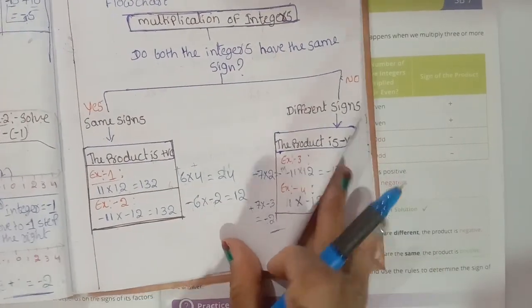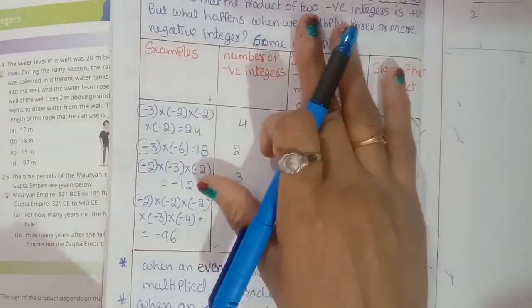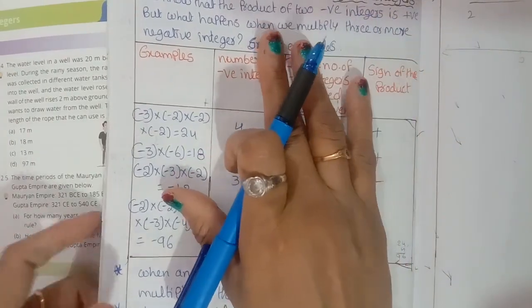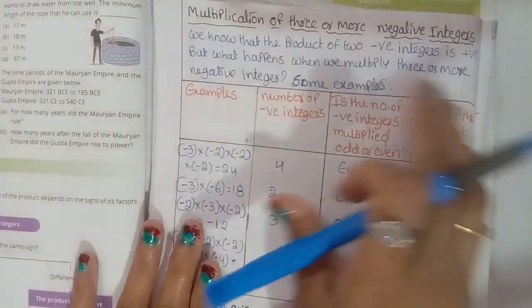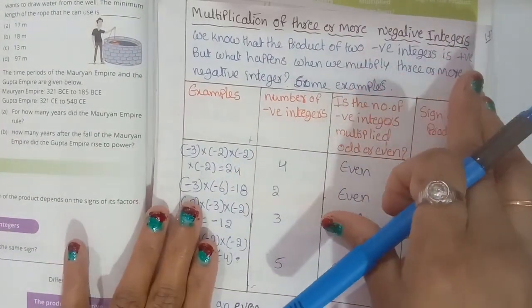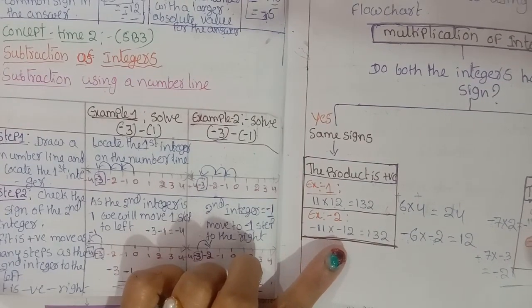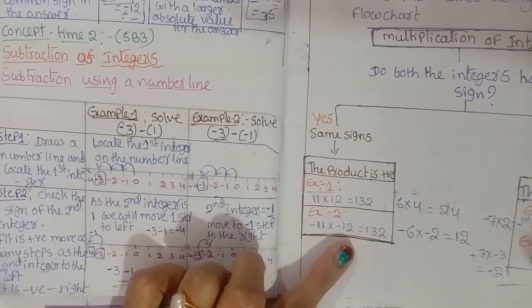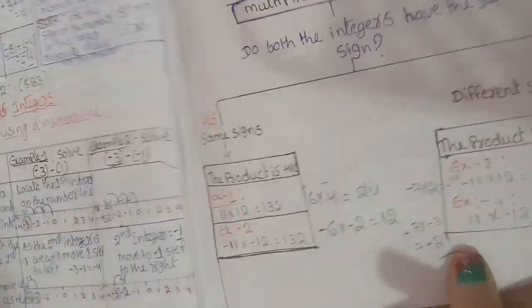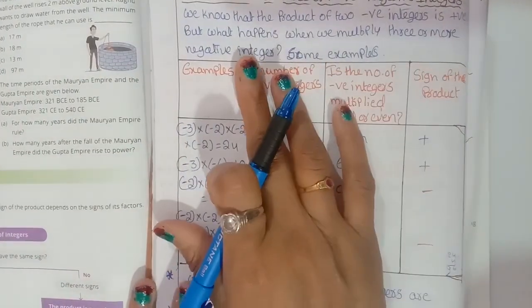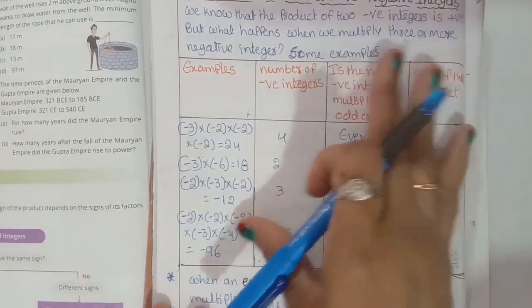Are you okay? Yes. Now, multiplication of three or more negative integers. We know that the product of two negative integers is positive only. Here you can observe the examples of two negative integers: we will get a positive answer. Very good. Next, what happens when we multiply three or more negative integers?